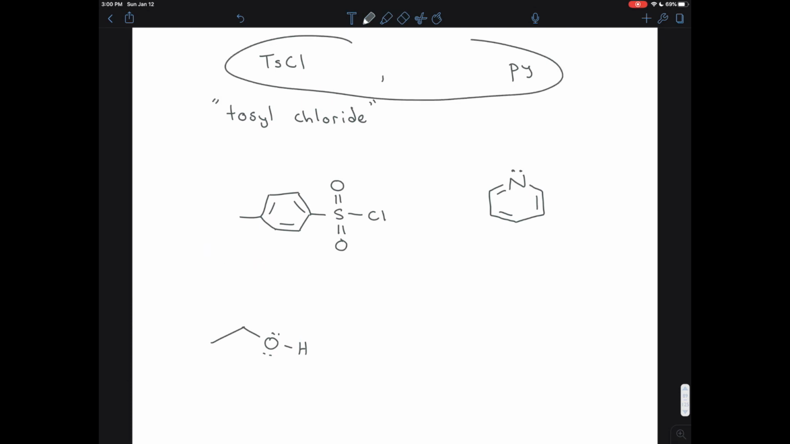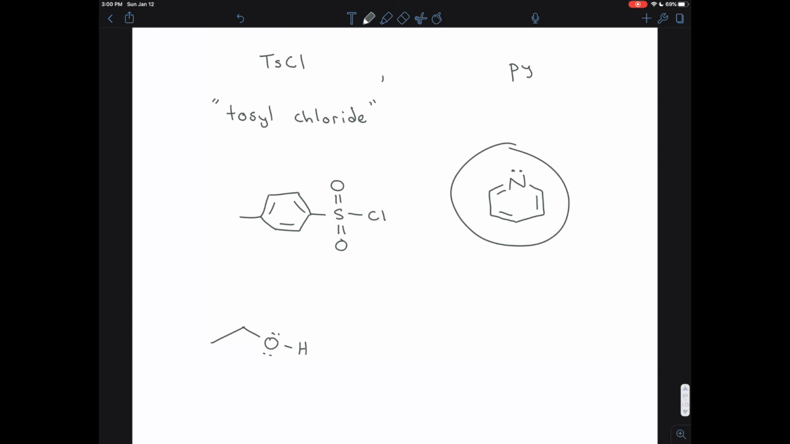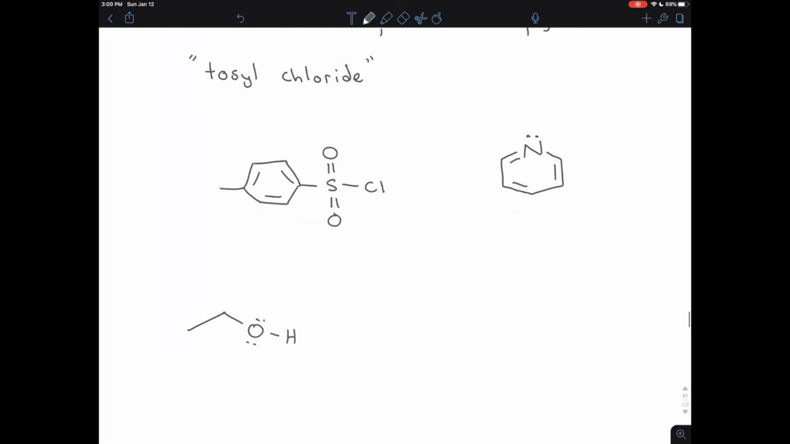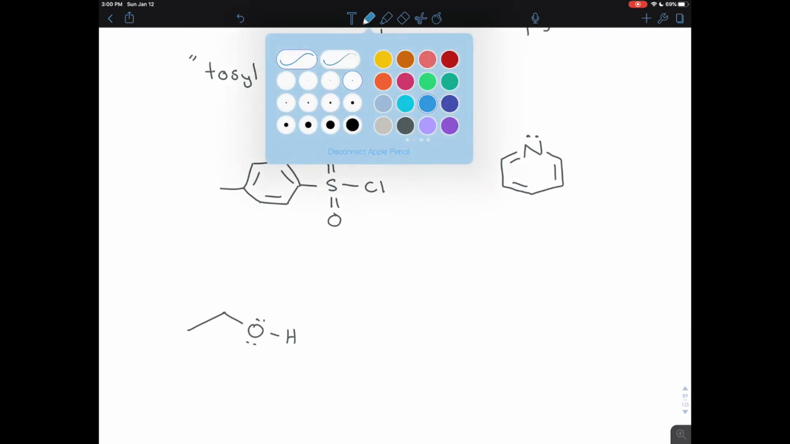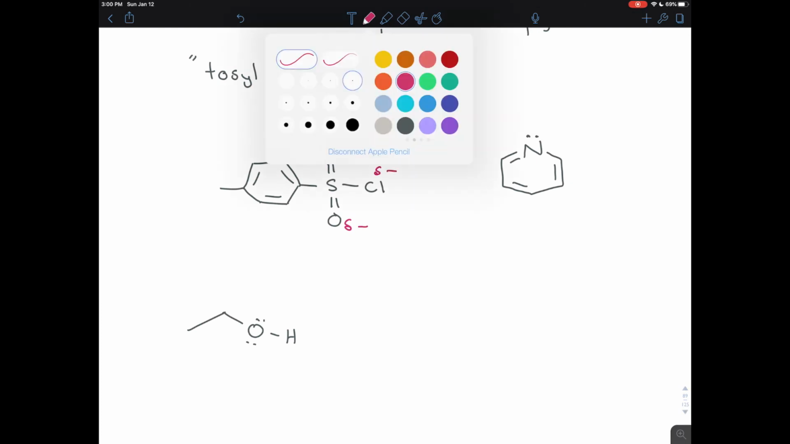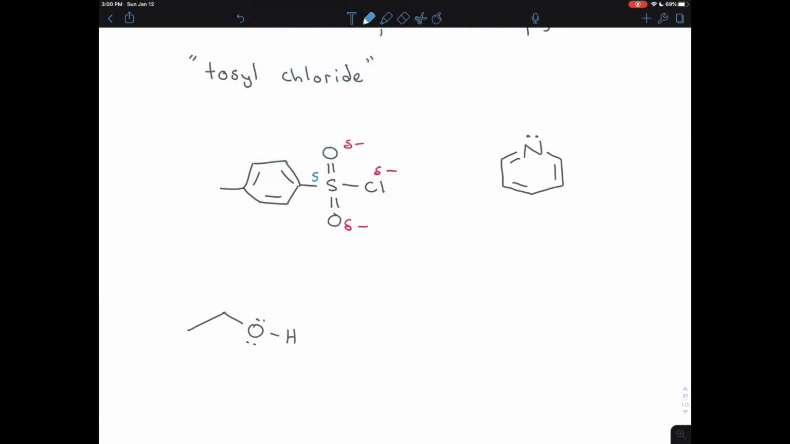You'll notice that this is always paired with PY, which is pyridine, which we've seen in previous reactions for this chapter. Now look at this sulfur here. Notice how many other electronegative elements it's bonded to. The oxygen on the top pulls electrons away from it. The oxygen on the bottom pulls electrons away from it. The chlorine to the right pulls electrons away from it. And so that sulfur is really slightly positive.